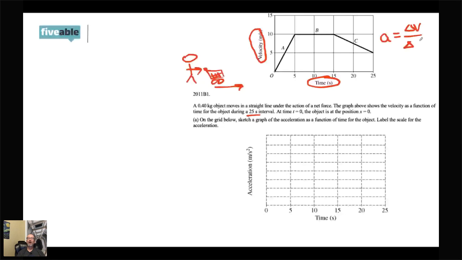Our change in velocity, we go up 10. We're going to go over 5. So what is our acceleration? What is our magnitude? So positive, negative, and then tell me what the number is. Very good. So I'm starting to see it.